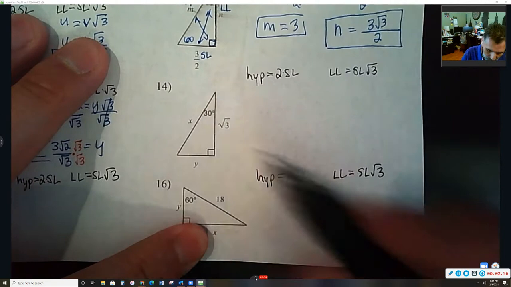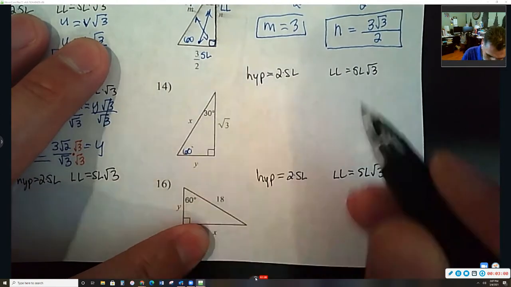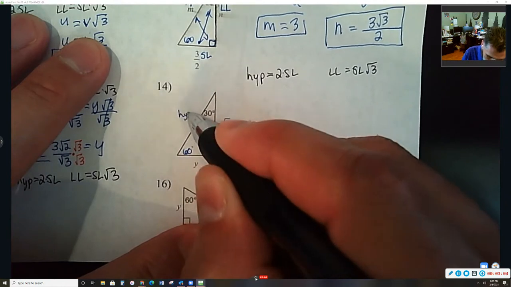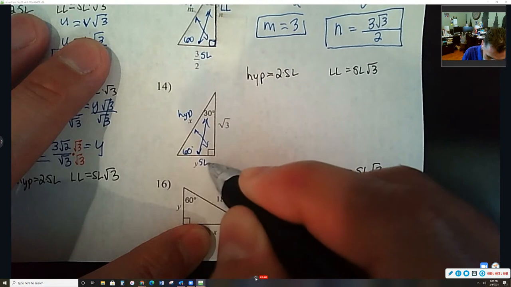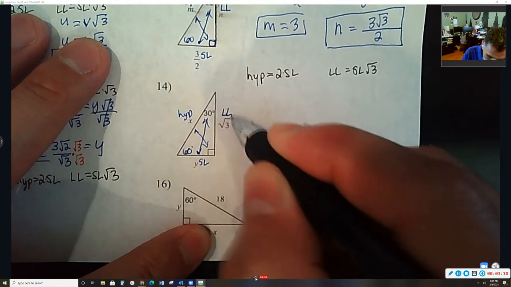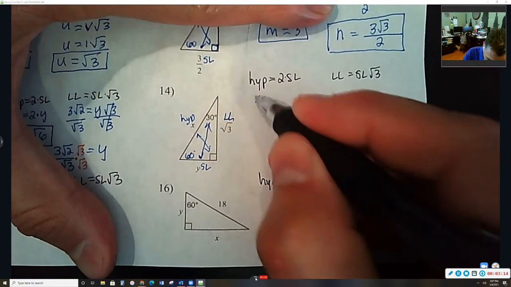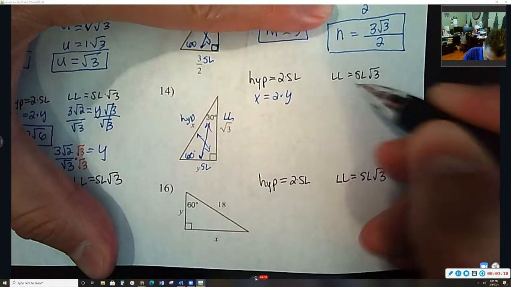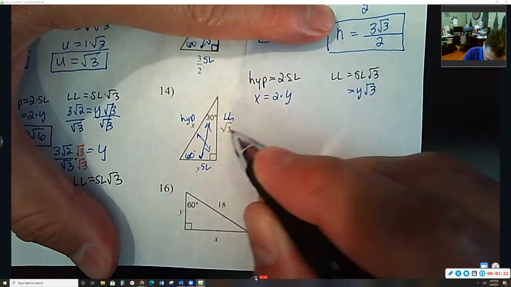14. That's 30, that's 90, this guy over here must be 60. That's the hypotenuse. Across 30 is the short leg. Across 60 is the long leg. Okay. The hypotenuse is x. Short leg is y. Long leg is square root of 3.